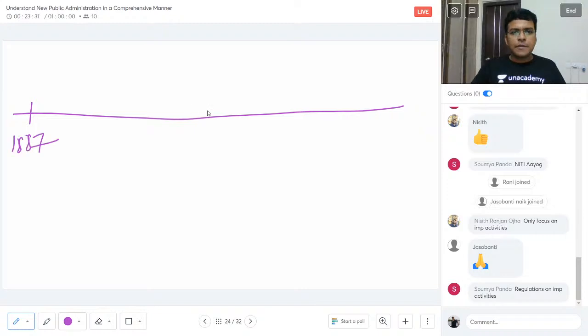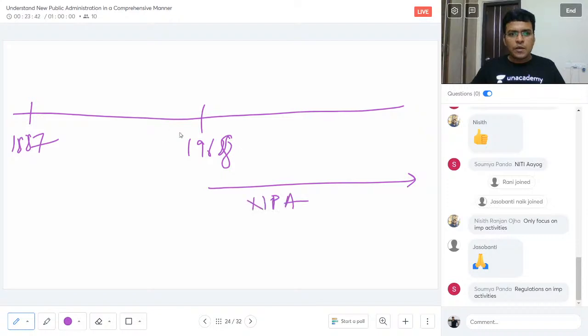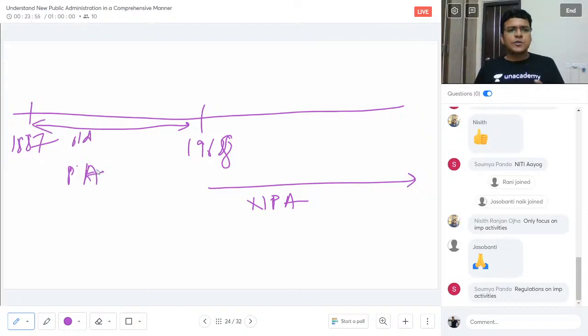1887, 1968. So 1968 onward is called the era of new public administration. 1887 to 1968 is the era of old public administration. In 1887, as you all know, Woodrow Wilson, who is known as the father of public administration, demanded that administration should be studied as a separate discipline. So a discipline named public administration took birth in 1887.